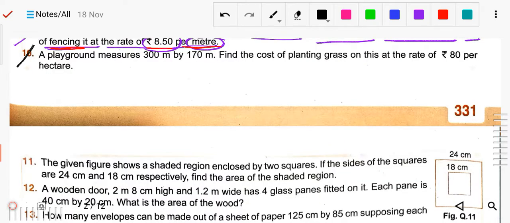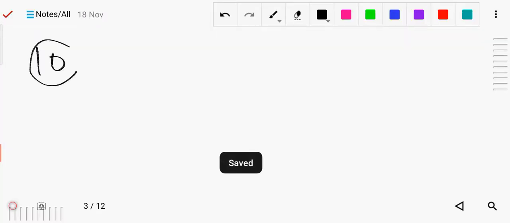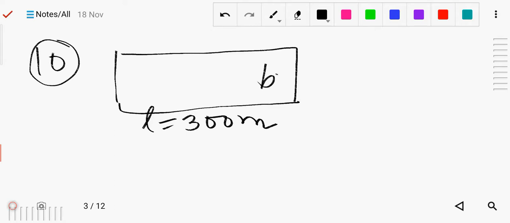Now we will solve question number 10. A playground measures 300 meter by 170 meter. Find the cost of planting grass on it at the rate of 80 rupees per hectare. 300 meter and 170 meter, this is L and this is B. We have to plant grass in that ground. This is a rectangular ground, in which L is given, 300 meter, and B is given, 170 meter.